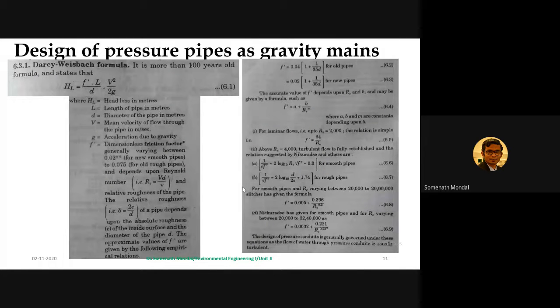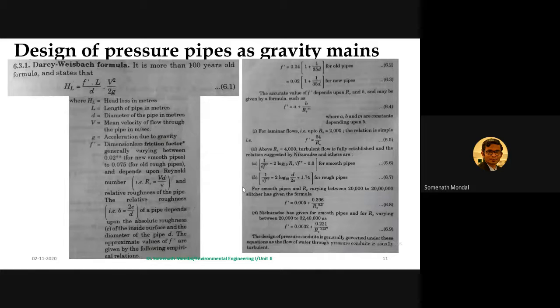This formula states that HL, that is the head loss in meters, equals f' L by d into v square by 2g. You can see all the notations are given over here. L is the length of the pipe in meters, small d is the diameter. v is the mean velocity of flow through the pipes in meter per second, so that can be taken as 0.9 to 1.5 meter per second, which I mentioned before.